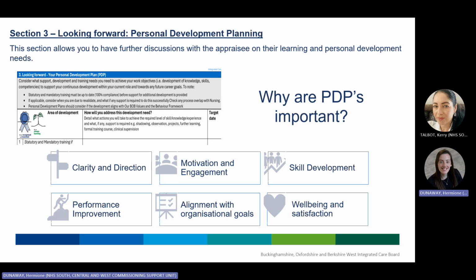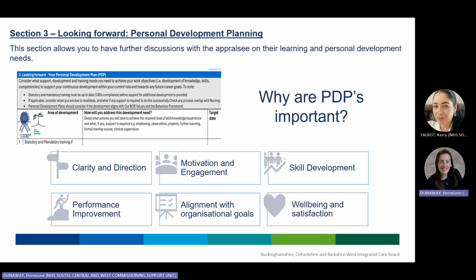Alignment with organisational goals. A well-structured personal development plan aligns the goals of the individual with the organisation's strategic objectives, ensuring that the employee's growth contributes to the overall success of the organisation. And finally, well-being and satisfaction. Personal development contributes to overall well-being and job satisfaction, helping employees feel valued and supported in their career journey, which can lead to higher retention rates.